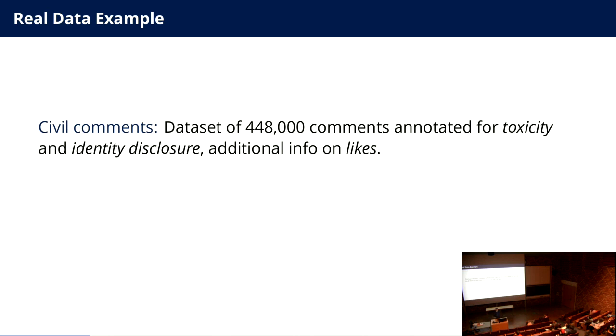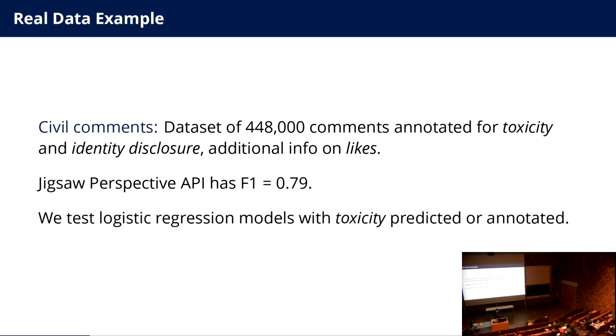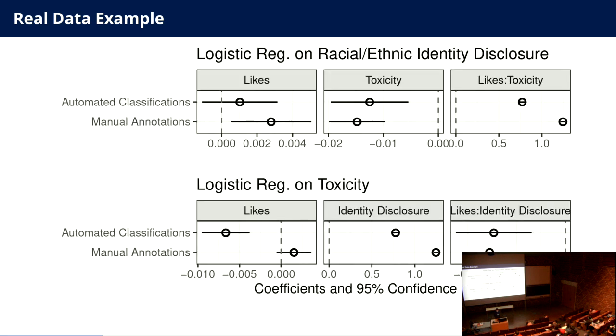These are kind of similar to Facebook comments, although they're actually a different system that's a little bit older. But this is part of the training data set. And so this Jigsaw Perspective API, which is a widely used machine learning classifier that's hosted by Google, on this data set has an F1 score of basically almost 0.8, which is pretty good. This is above the normal bar for publishing a study that uses an automatic classifier to measure a concept in my field. But I'm going to show how in this toy example, logistic regression models with toxicity predicted or annotated will get different answers.